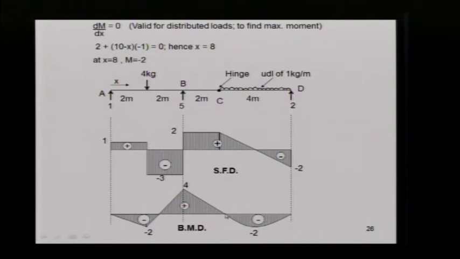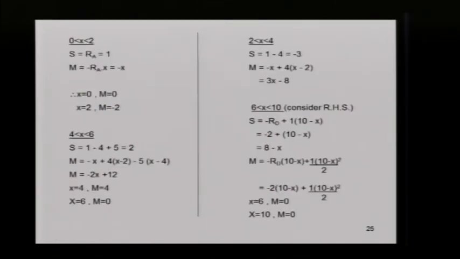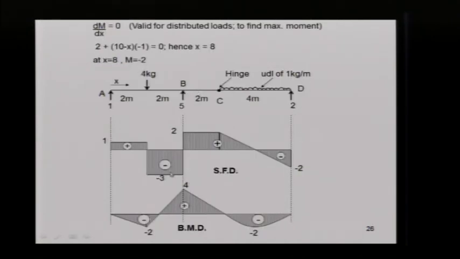Now you can also find the position of maximum bending moment. In order to do that, to find the maximum moment, we can put dM/dx equals 0, or shear force equals 0 in that region. So at x equals 8, you will find the position of maximum moment. You substitute 8 inside this expression, and you will find that the bending moment is equal to minus 2, and that will be your point of maximum bending moment where this distributed load is operating. So you have this kind of bending moment and shear force distributions in that beam.